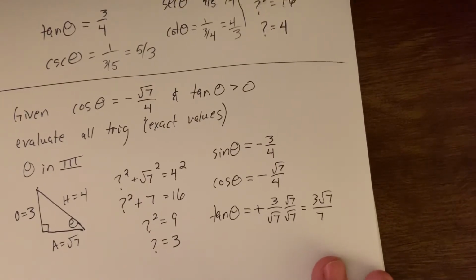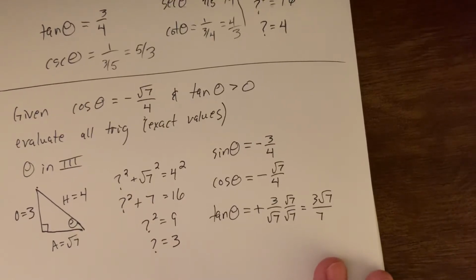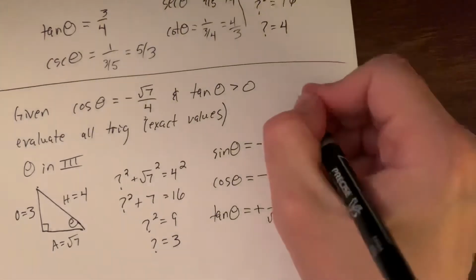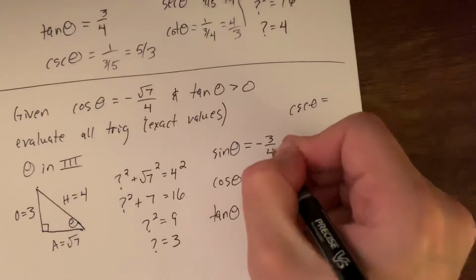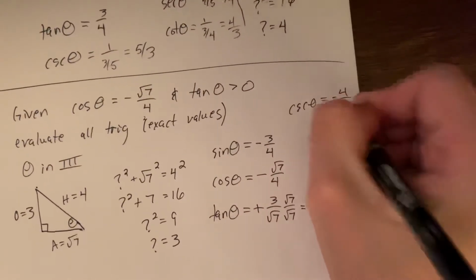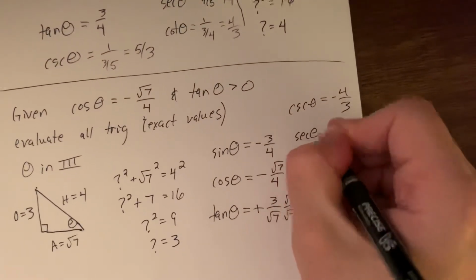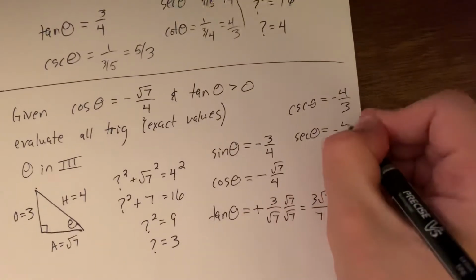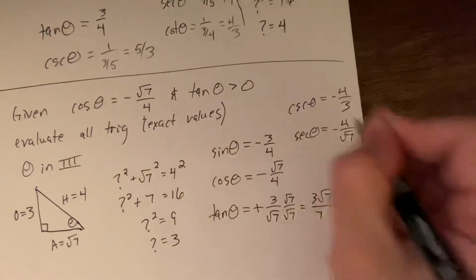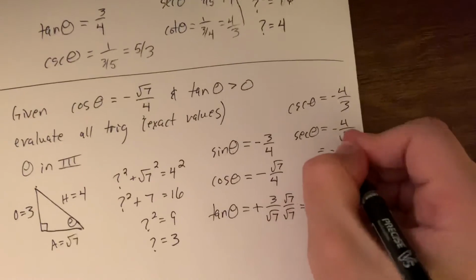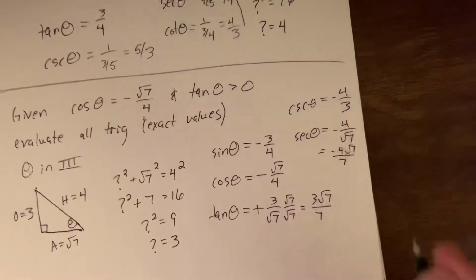I still need the other 3. But now all I'm doing is flipping. Pluses and minuses, when you do 1 over, they don't change. So when I do cosecant, it's 1 over this, so I get negative 4/3. When I do secant of theta, it's 1 over this. So I get negative 4 over radical 7, which just like this, the book would rationalize like that.